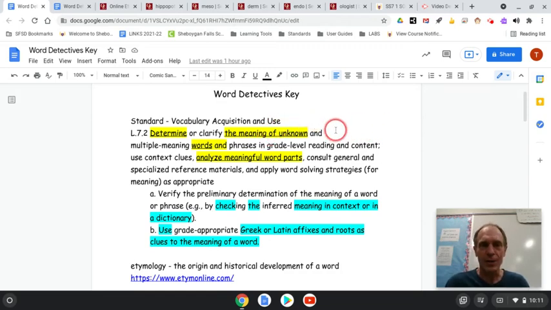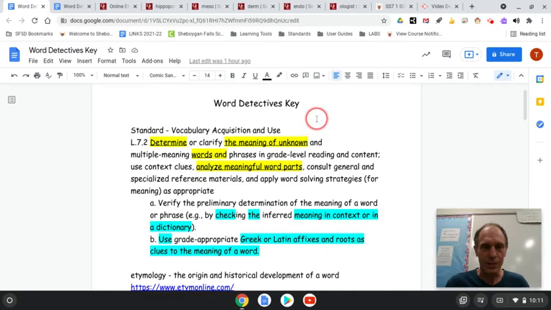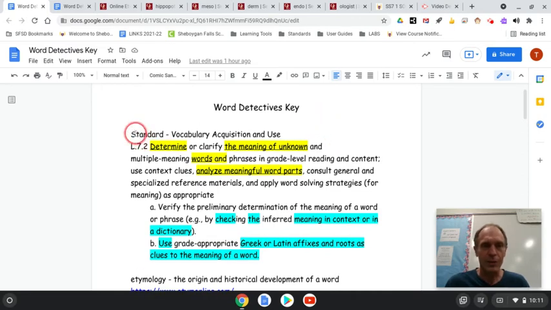So here we have the Word Detective's Key. I have some answers on here, but if we were to look at the standard here, vocabulary acquisition and use, there are a lot of words here. And boy, once we increase our vocabulary, we can read all of these, or if you want to stop the video and read through this, you may. But I've taken some words out of here. I put them in yellow.